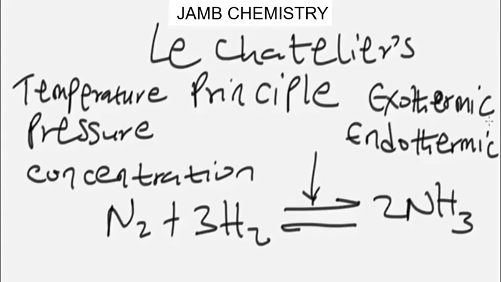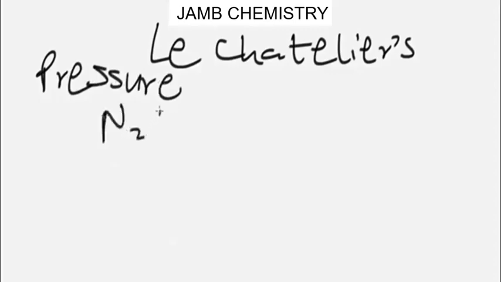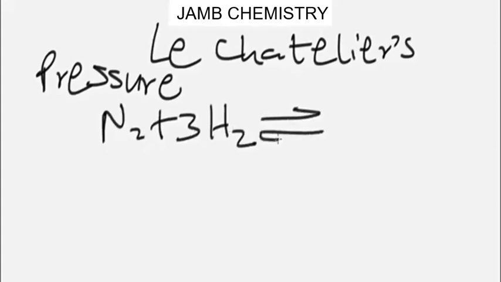Okay, so let's look at pressure factor now. Let's wipe this. Okay, so for the effect of pressure on a system in equilibrium, we still make use of this reaction. Nitrogen molecule reacts with 3 moles of hydrogen molecule to give 2 moles of ammonia. Now, note that for effect of pressure on a system in equilibrium, pressure only affects an equilibrium involving gases. Take note of this. It only affects equilibrium involving what? Gases.